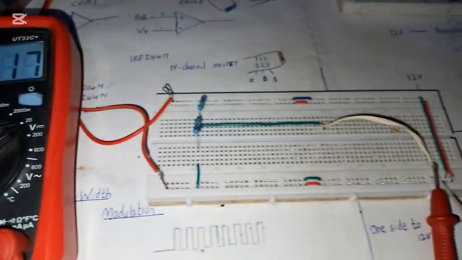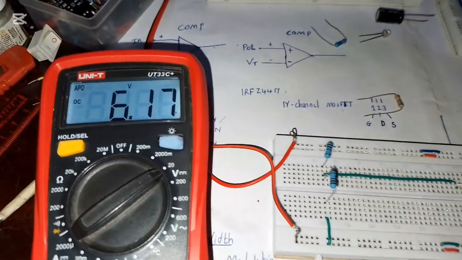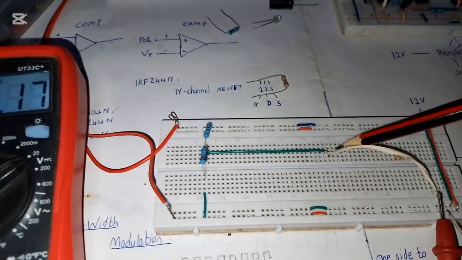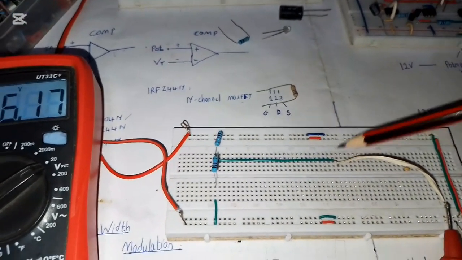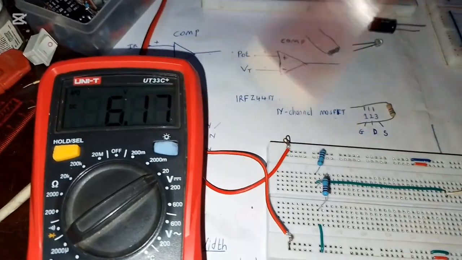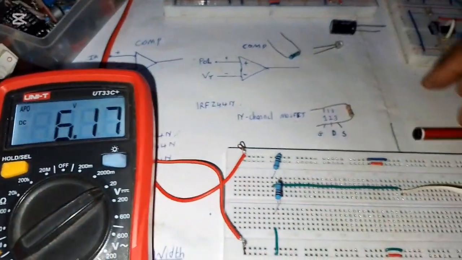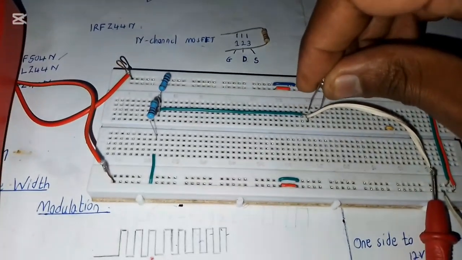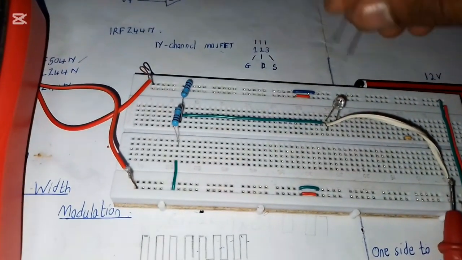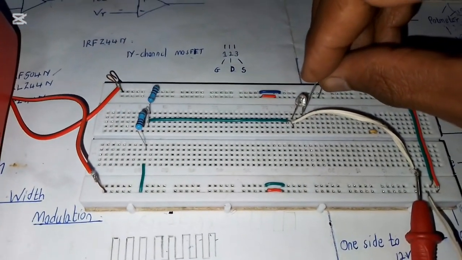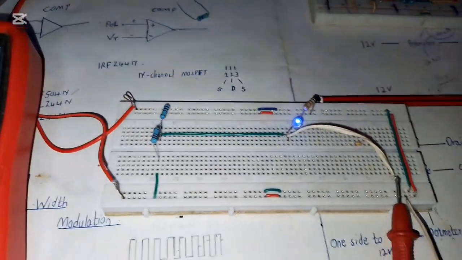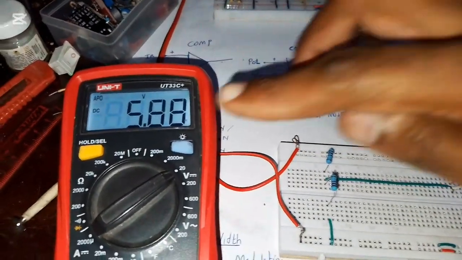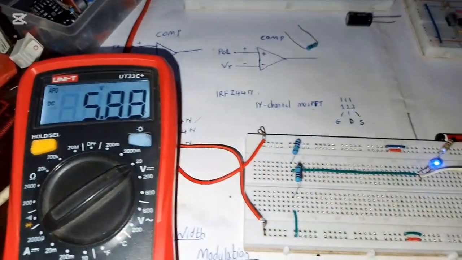But here comes the problem. A voltage divider only gives you that required voltage if there is no load at the output. So this is the output. If there's no load, it's going to give you a constant 6.17. But if there's a load, let's say an LED, like so, then I connect the resistor just for protection of the LED. You can see it's on. So remember it was 6.17. Right now it has dropped all the way to 5.88.